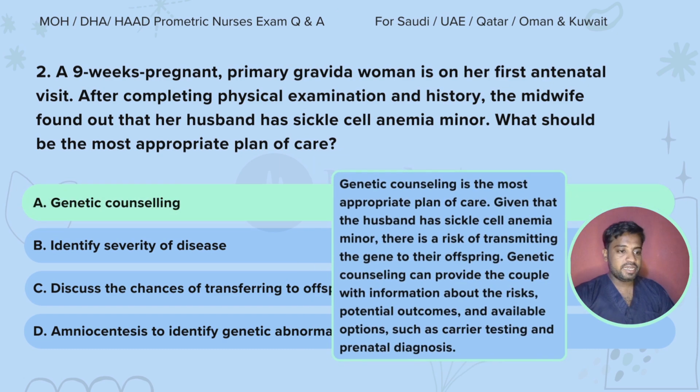The correct answer is A. Genetic counseling is the most appropriate plan of care. Given that the husband has sickle cell anemia minor, there is a risk of transferring the gene to their offspring. Genetic counseling can provide the couple with information about the risks, potential outcomes, and available options such as carrier testing and prenatal diagnosis. Question number 3.